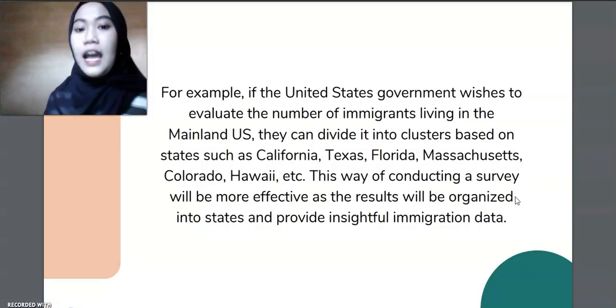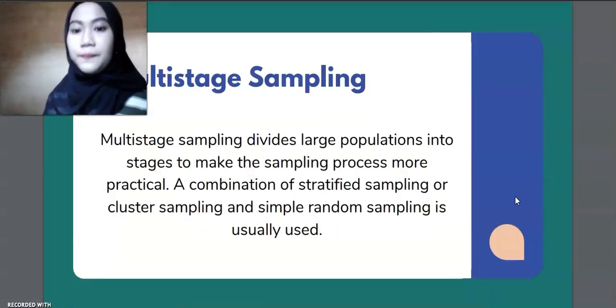For the example, if the United States government wishes to evaluate the number of immigrants living in the mainland US, they can divide it into clusters based on states such as California, Texas, Florida, Massachusetts, Colorado, Hawaii, etc. This way of conducting a survey will be more effective as the results will be organized into states and provide insightful immigration data.